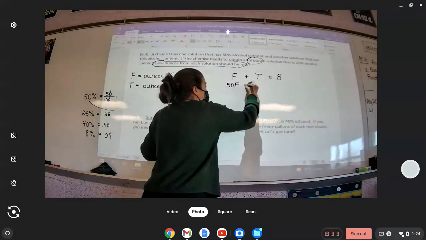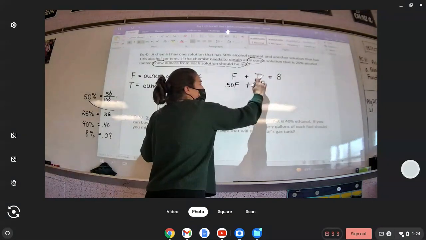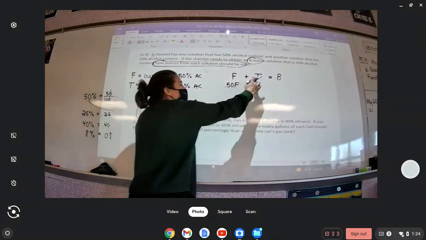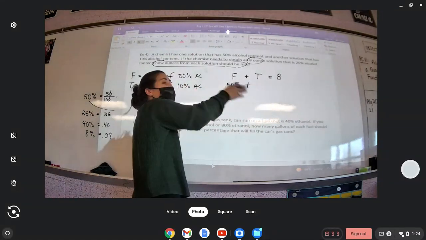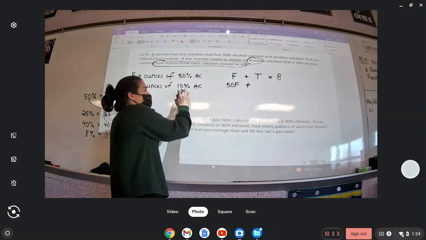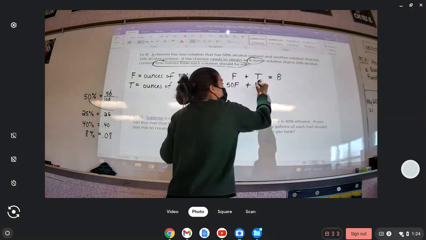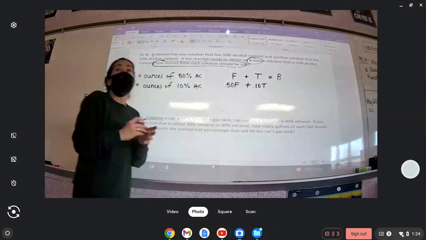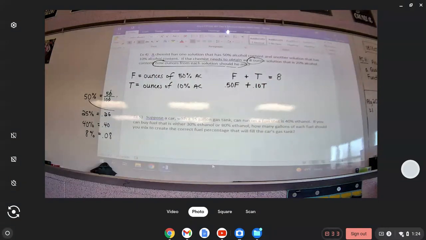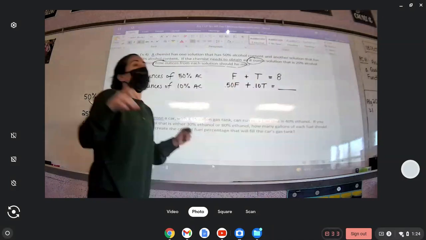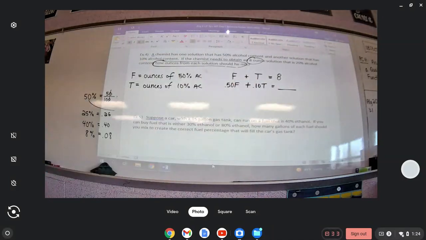Plus, if this is how many ounces I'm going to use of the 10% one, guys, 10% of those T ounces are already the alcohol content. So what's 10% of T? 0.10 times T. So just like you would bring the money in, you're just bringing the percents in. And then it has to equal blank space. They do not give you this number.